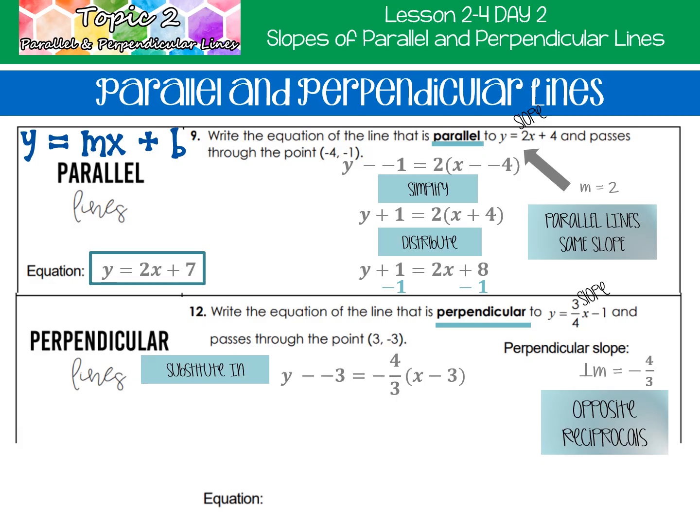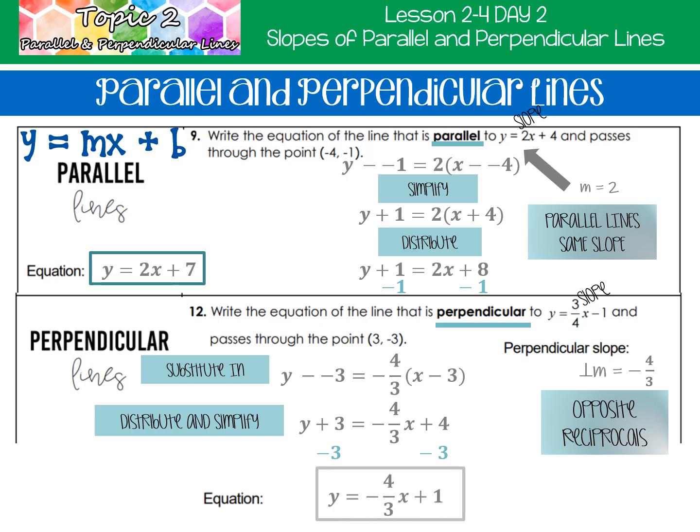So substitute in y minus -3, which is the y value in our point, equals -4/3, that's our perpendicular slope, times the quantity x minus 3, because we're subtracting the x value in our point. So let's distribute and simplify. Y plus 3 equals negative 4/3 x, and negative 4/3 times negative 3 is 4. To get the y alone, subtract 3 on both sides. Our equation: y equals negative 4/3 x plus 1.